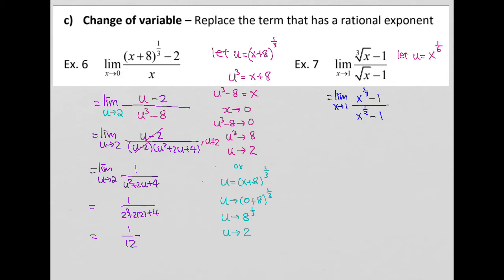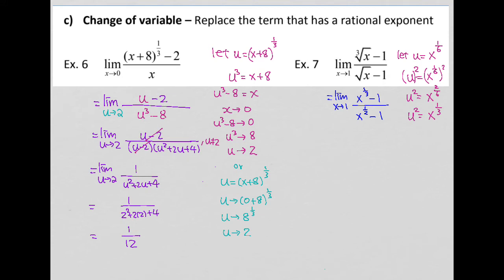Then we have to know how to find x to the exponent 1 over 3 and x to the exponent 1 over 2. From x to the power 1 over 6, to get to the exponent 1 over 3, I have to multiply by 2. So let u equal x to the power 1 over 6. If I square both sides, I multiply the exponent, so that will be x to the power 2 over 6. That means u squared equals x to the power 1 over 3.